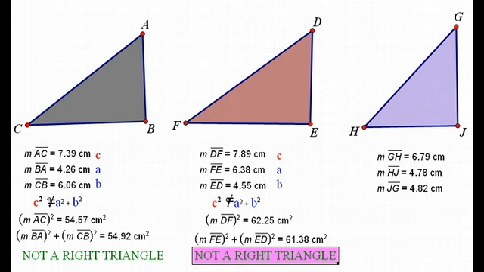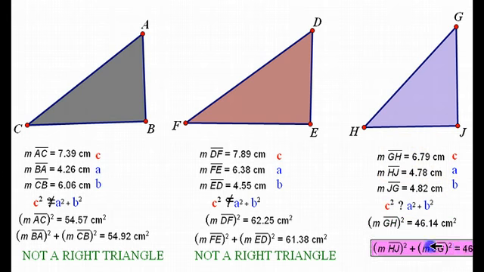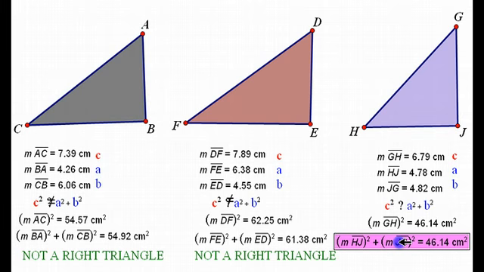Now let's take a look at this triangle. If this is my C as the largest side, 6.79, and this is my A and my B, is C squared going to be equal to A squared plus B squared? Well, C is GH, so here is GH squared, and A is HG, and B is JG. Let's see what happens when we square that.